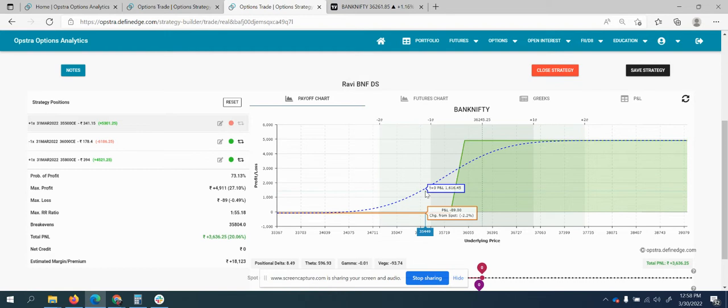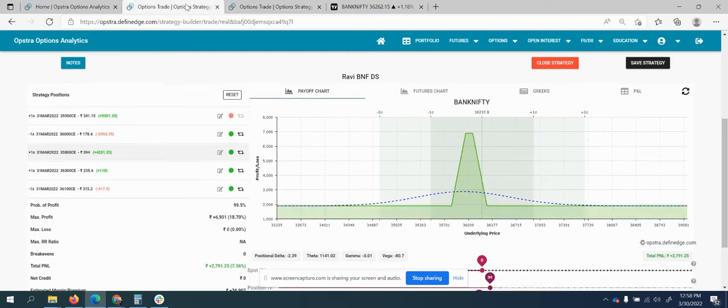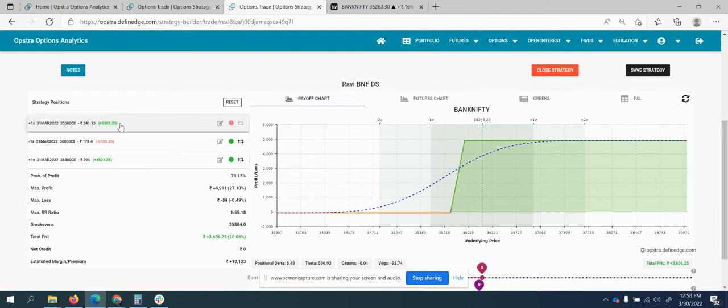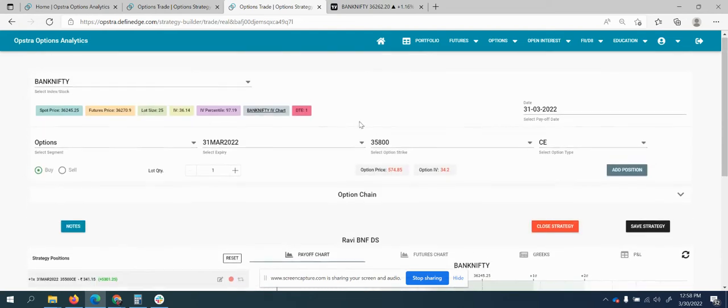So I wanted a strategy in such a way that there should be some profit if the market goes upside, and also there should be profit even if the market comes down. So the adjustment I've done, if you look at the original trade, this was my original trade. What if I make this trade a butterfly? To make the butterfly, I'll purchase the 36,000 CE.